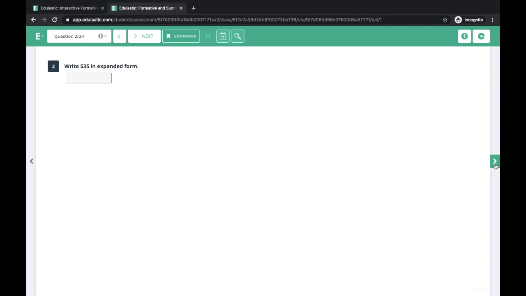Our next question says, write 535 in expanded form. Remember, expanded form is when we take our number and we add our hundreds, our tens, and our ones. So 535 in expanded form is 500 plus 30 plus 5 equals 535. We're just going to type that into the box.